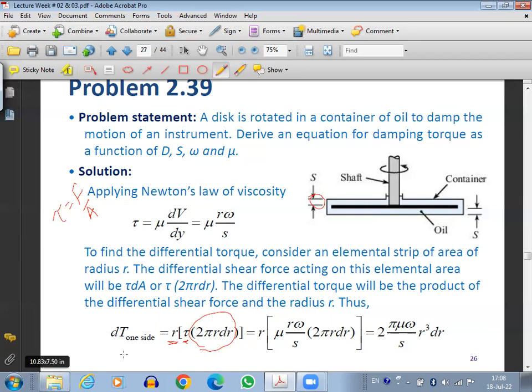So you're going to get the torque, right? These are the differential forms. Now tau will be what? Tau is mu dv by dy. Now mu is the viscosity. What will be v? V equals r omega.